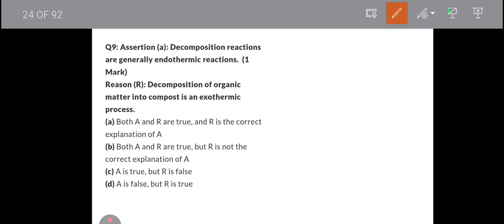Decomposition reactions are generally endothermic reactions. Decomposition of organic matter into compost is an exothermic reaction. We have already seen decomposition reactions are endothermic. Thermal decomposition means heat is absorbed. Photolytic means light is absorbed. Electrolytic means electricity is absorbed. So we can say the assertion is true.